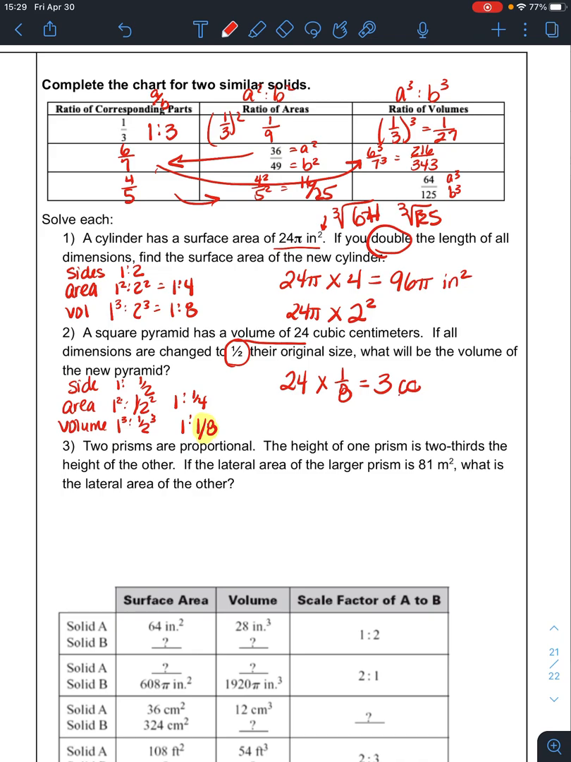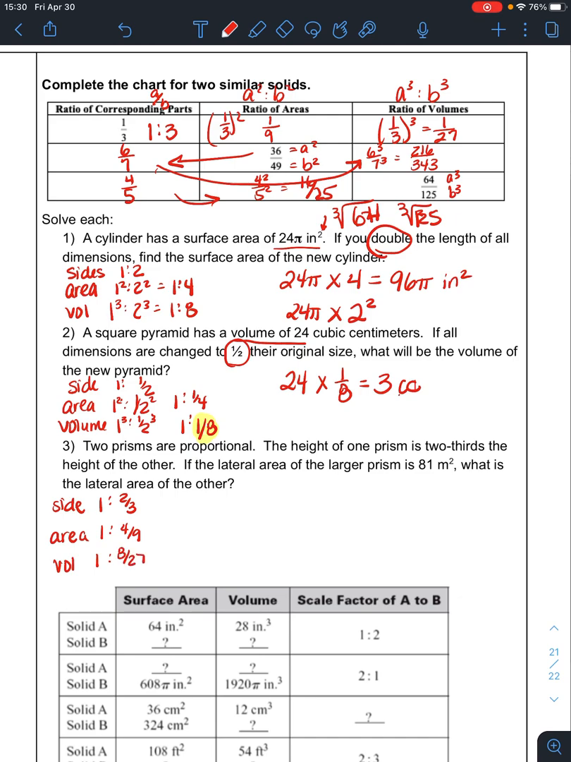So 2 prisms are proportional. The height of one prism is 2/3 the height of the other. There's a couple ways you can look at this. One is to continue like we've been doing. Sides would be 1 to 2/3. My area, I'm going to shortcut this, would be 1 squared to 2/3 squared, which would be 4/9. And my volume would be 1 cubed to 2/3 cubed, which would be 8/27.